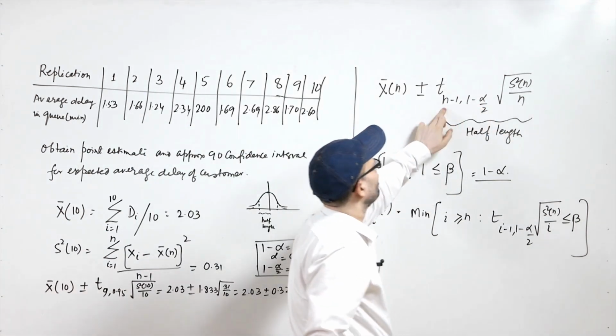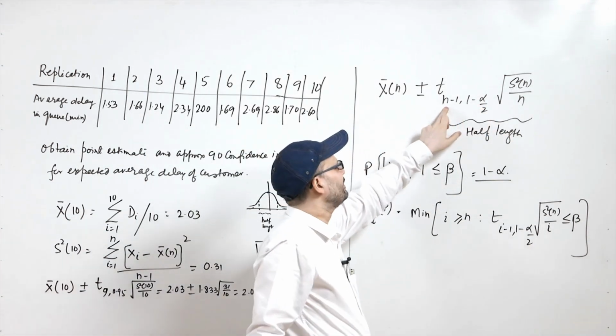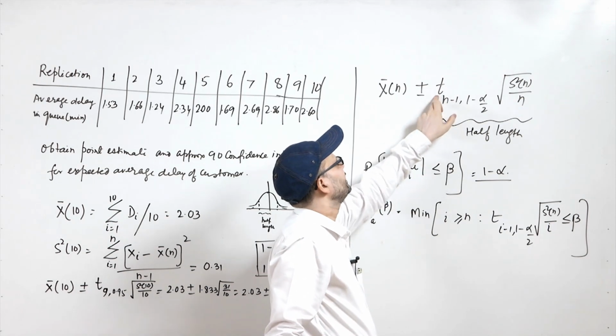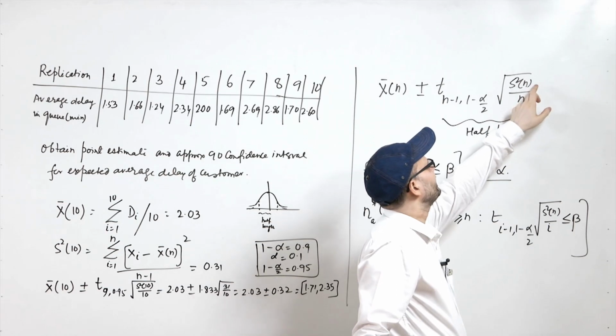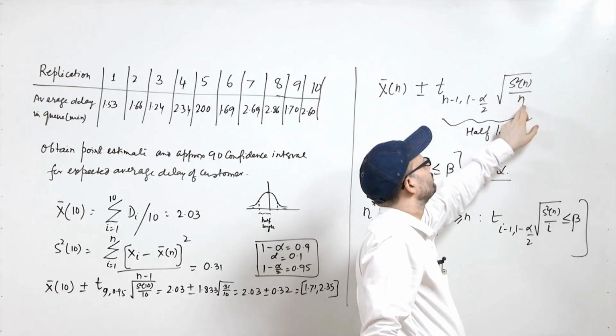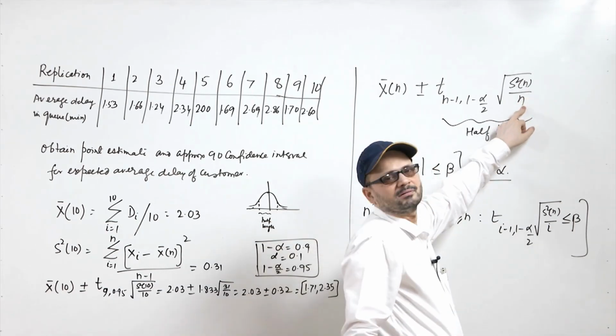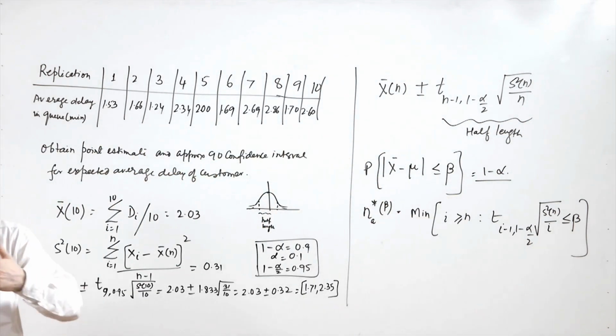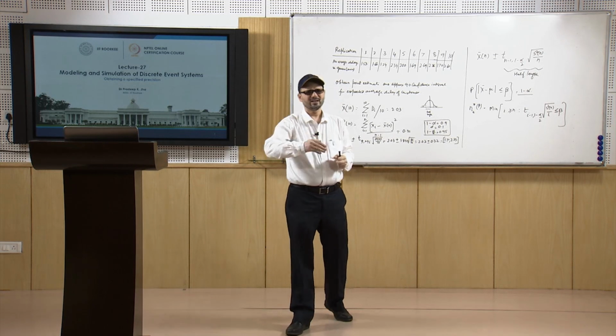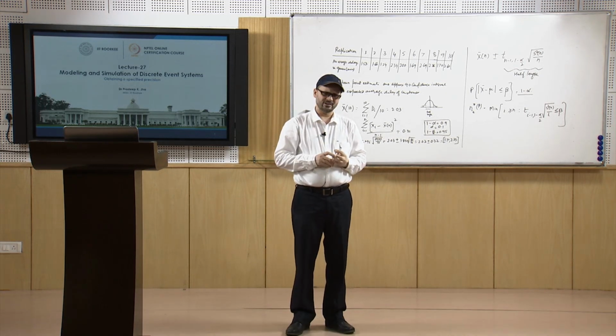So, we have got this for 10; if you go to 11, this parameter will be t of 10, 1 minus alpha by 2, and then s square n is already fixed. So, it will be divided by 11. Similarly for 12, 13, 14 and 15, 16 or so. So, we have to go till we get this result.